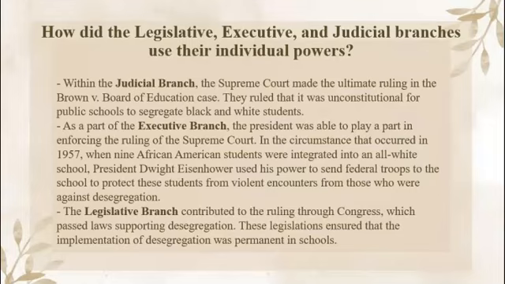Within the judicial branch, the Supreme Court made the ultimate ruling in the Brown v. Board of Education case. They ruled that it was unconstitutional for public schools to segregate black and white students. As a part of the executive branch, the president was able to play a part in enforcing the ruling of the Supreme Court. In the circumstance that occurred in 1957, when 9 African American students were integrated into an all-white school, President Eisenhower used his power to send federal troops to the school to protect these students from violent encounters from those who were against desegregation.